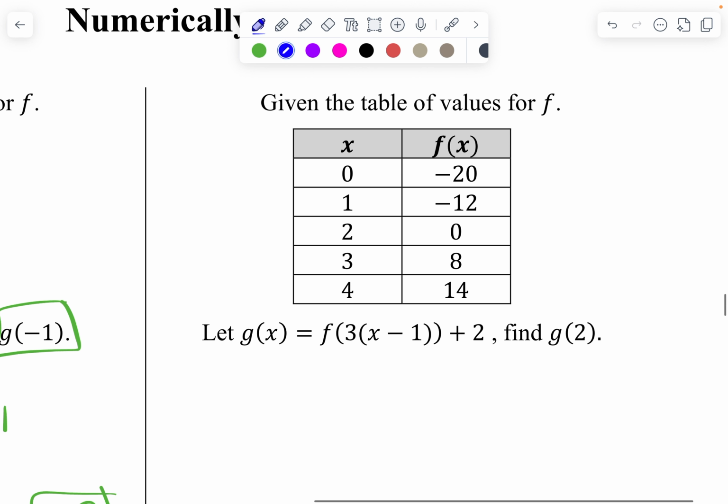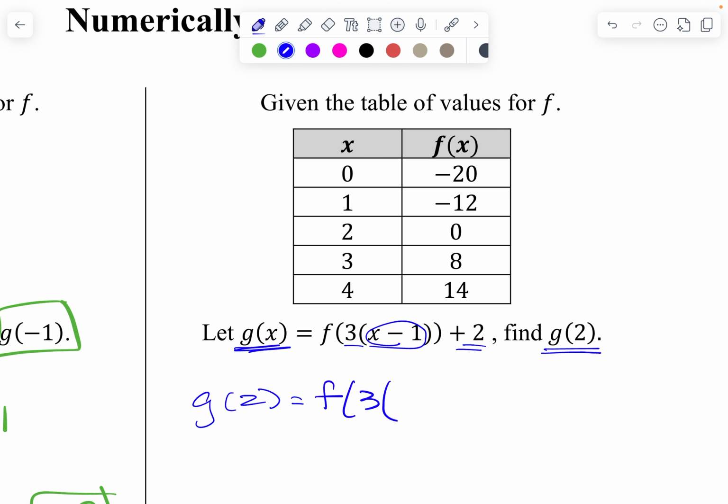All right, let's look at this one. It says, given the table of values, let g of x equal f of 3 times x minus 1, plus 2. Find g of 2. So again, every time we see x, we're going to use 2. So instead of f of 3 times x, it's going to be 2 minus 1. Then we're going to add 2 to that.